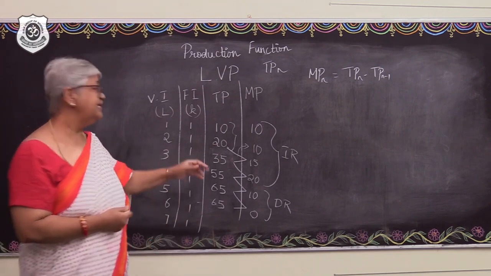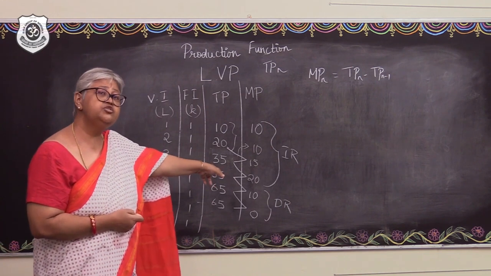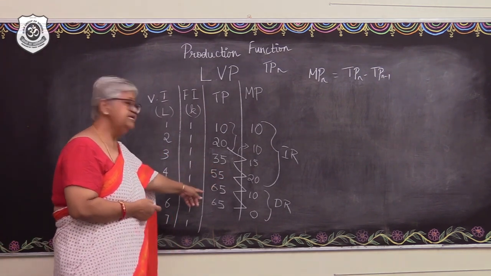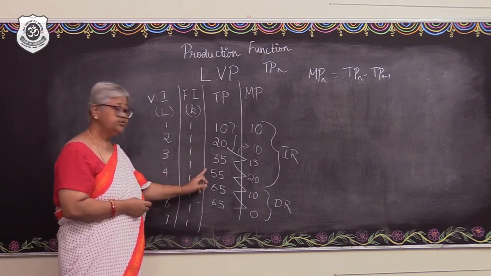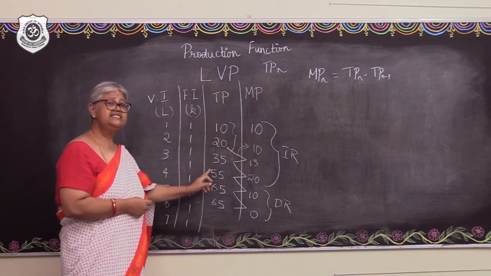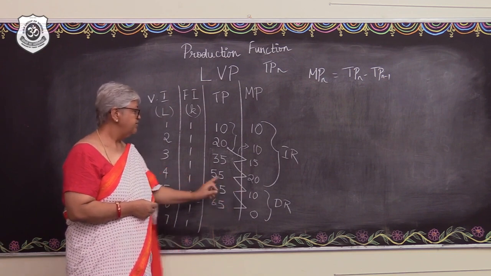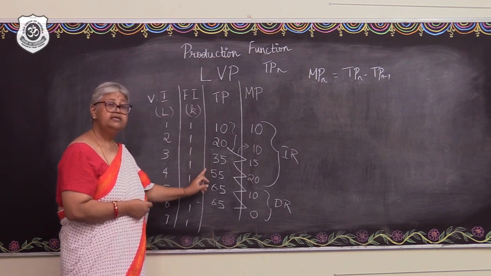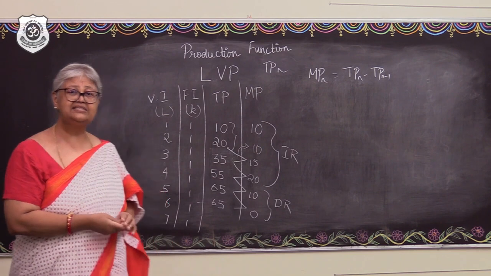Initially, the TP is changing at an increasing rate. Then the TP is still increasing. Look at this, 55 to 65, it is still increasing. But then the rate of increase has gone down, by 10 here, and here it was by 20. So the rate of increase has gone down, or there is decreasing returns.